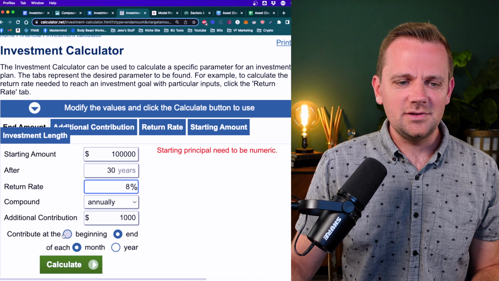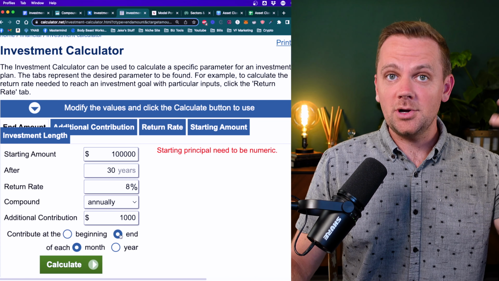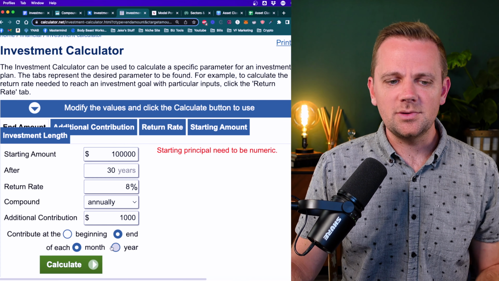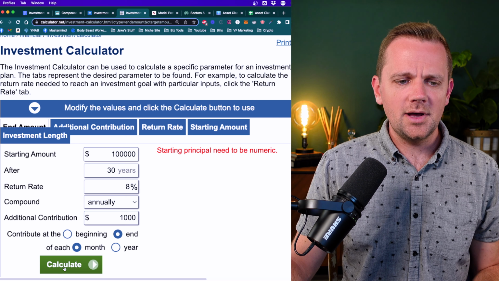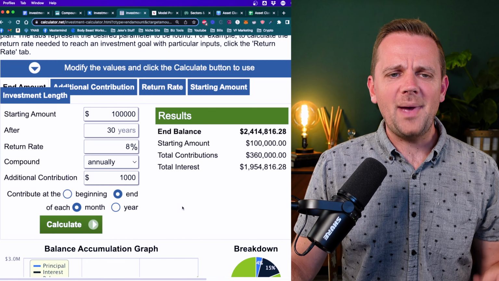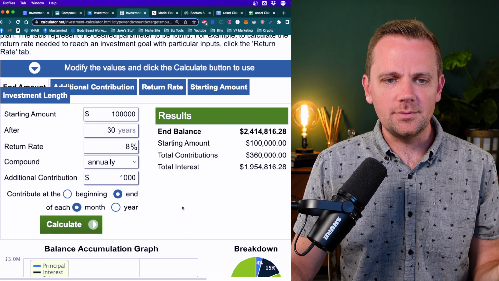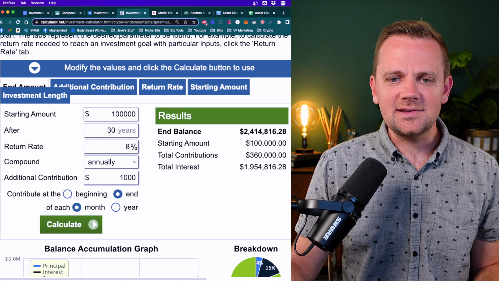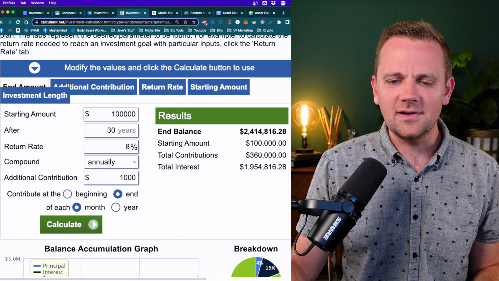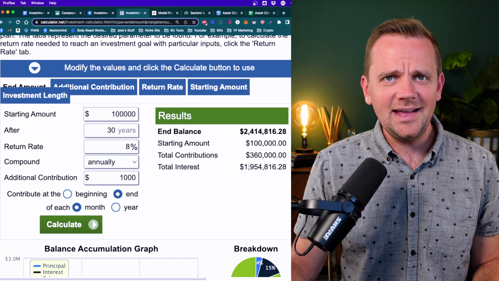But check it out. You can actually calculate whether you're contributing at the beginning of the month or the end of the month, because apparently there's a difference, and you can change it to an annual contribution amount as well. So let's just do end of the month. As you can see, your balance at the end will be $2.4 million, which is incredible. And again, it shows you the starting amount and your total contributions. So total together is about $460,000 of your money, and then the growth was almost $2 million, which is crazy.